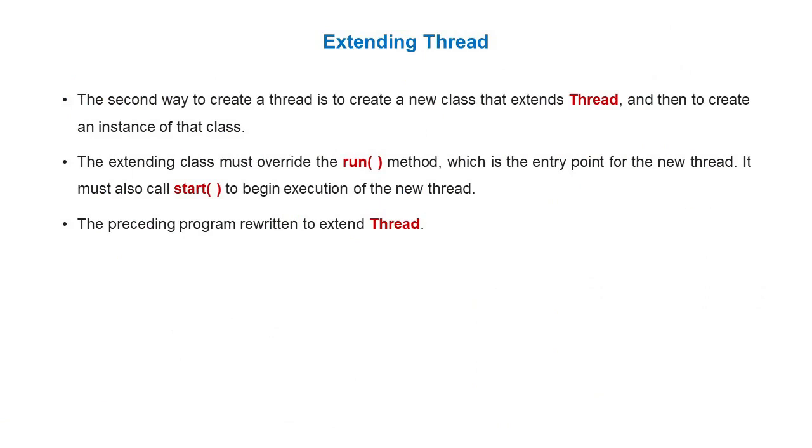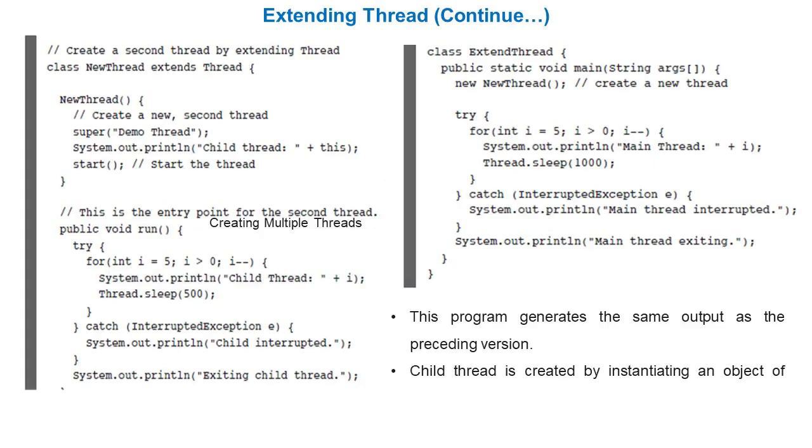Extending Thread. The second way to create a thread is to create a new class that extends Thread and then to create an instance of that class. The extending class must override the run method, which is the entry point for the new thread. It must also call start to begin execution of the new thread. The preceding program is rewritten to extend Thread. Now, here is an example to create a second thread by extending Thread. So, we use new Thread and Thread to go with it.